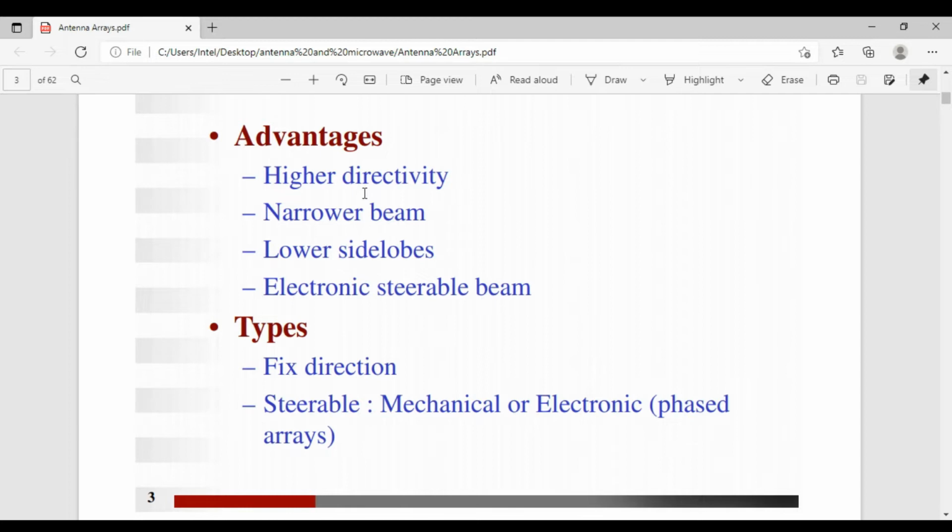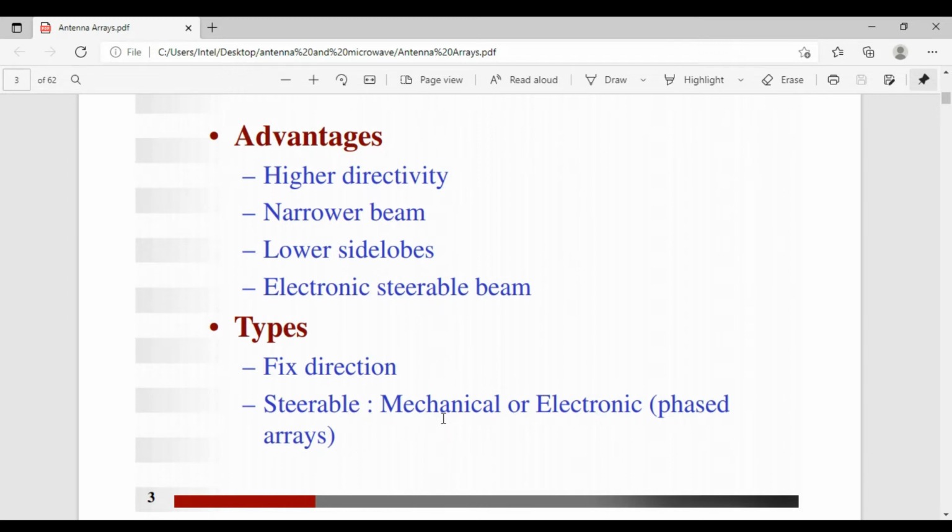Maximum radiation intensity divided by average radiation intensity, the ratio of the maximum radiation intensity to the average radiation intensity, is known as directivity. When we are using antenna arrays, the directivity will be high. Next, it has a narrower beam, lower side lobes, and an electronically steerable beam: fixed direction, or steerable, mechanical or electronic phased.